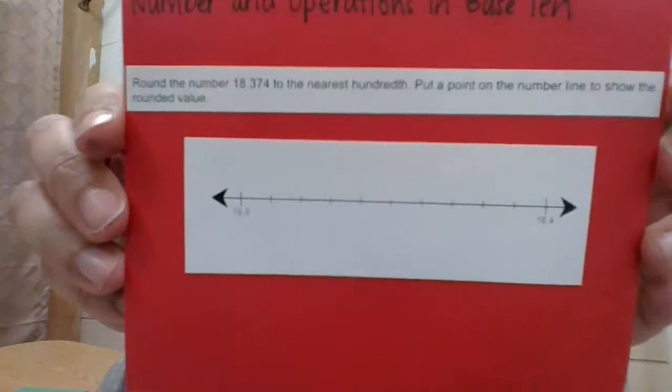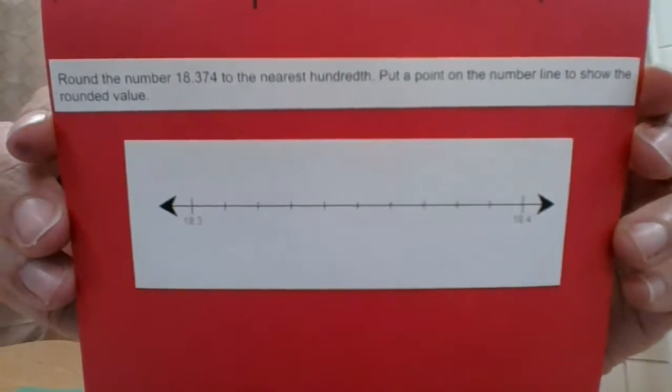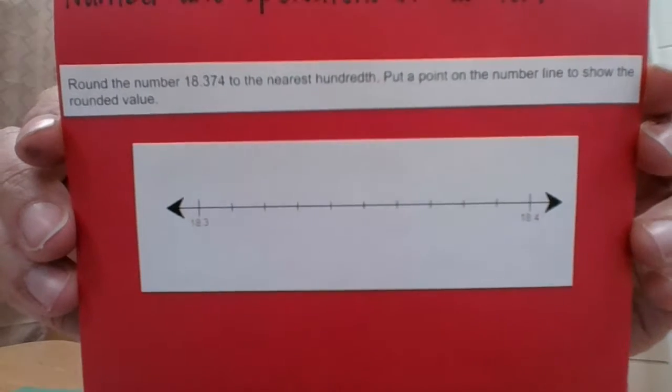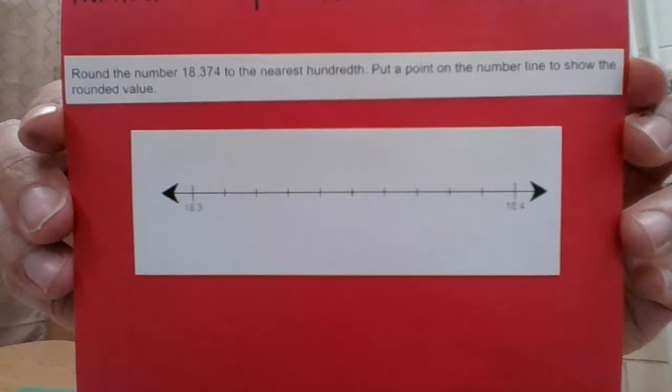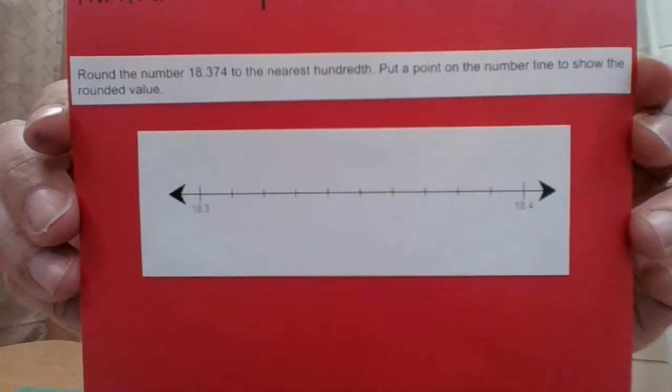Number 43. The domain is number and operations in base 10. Round the number 18 and 374 thousandths to the nearest hundredth. Put a point on the number line to show the rounded value.